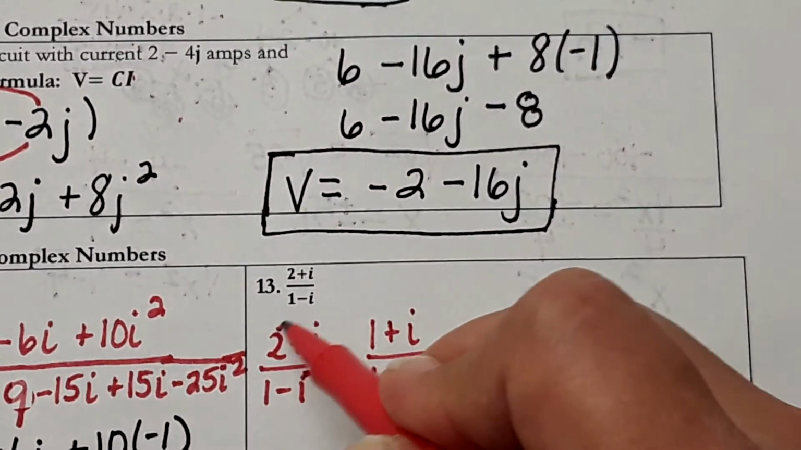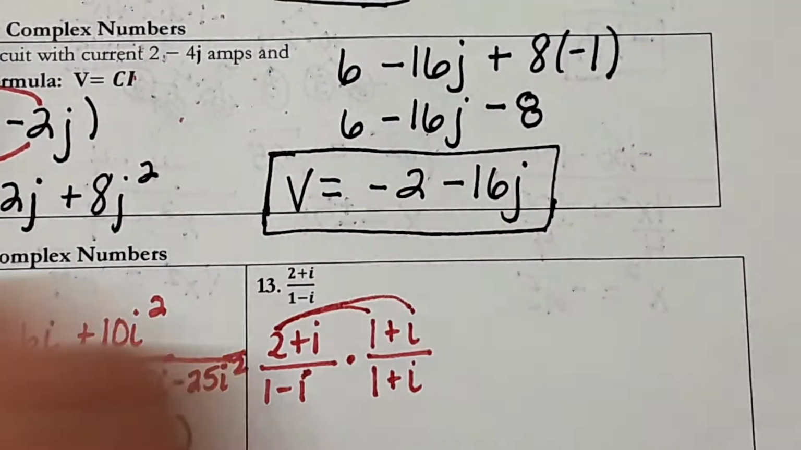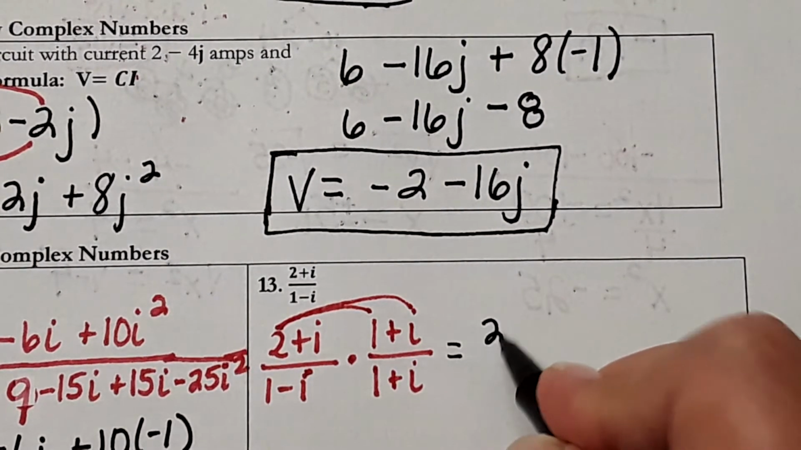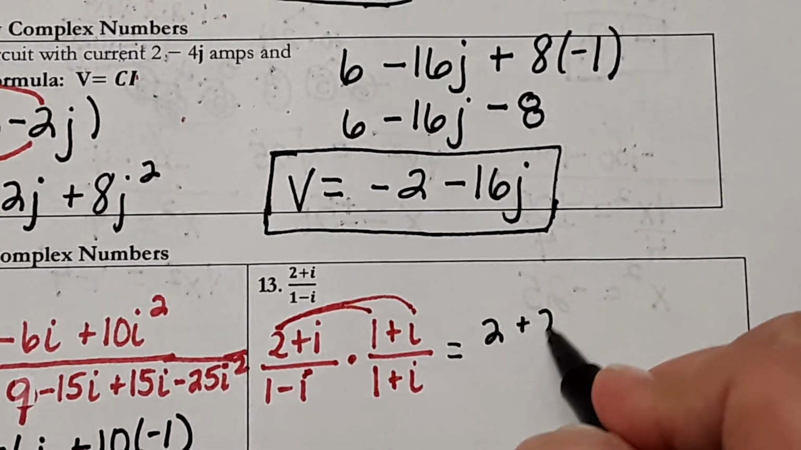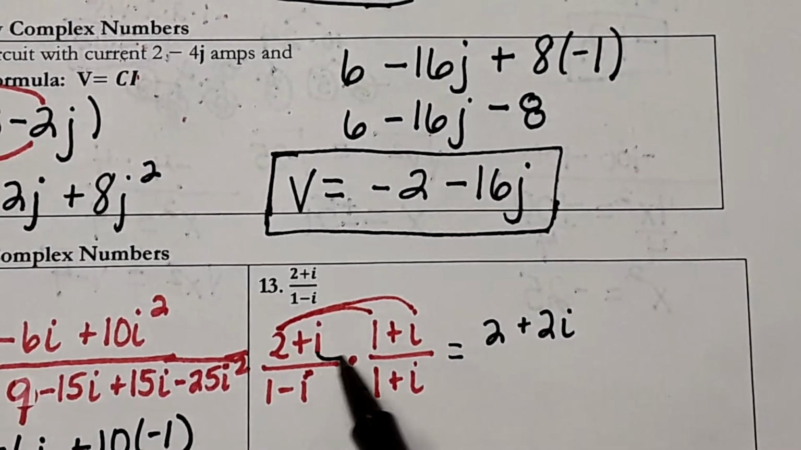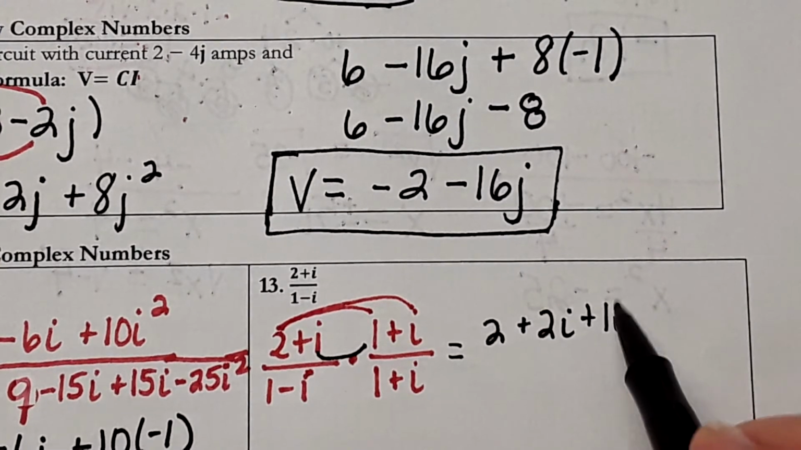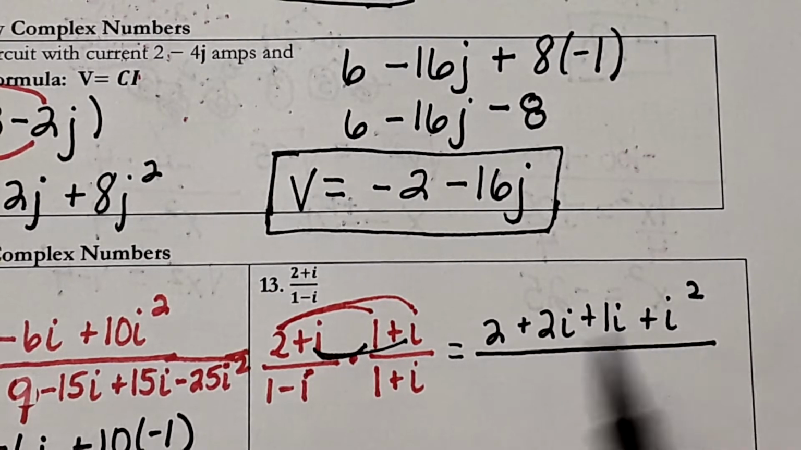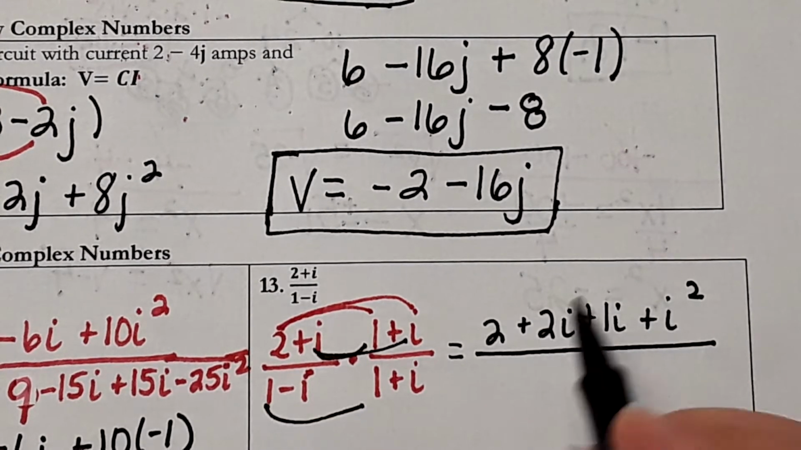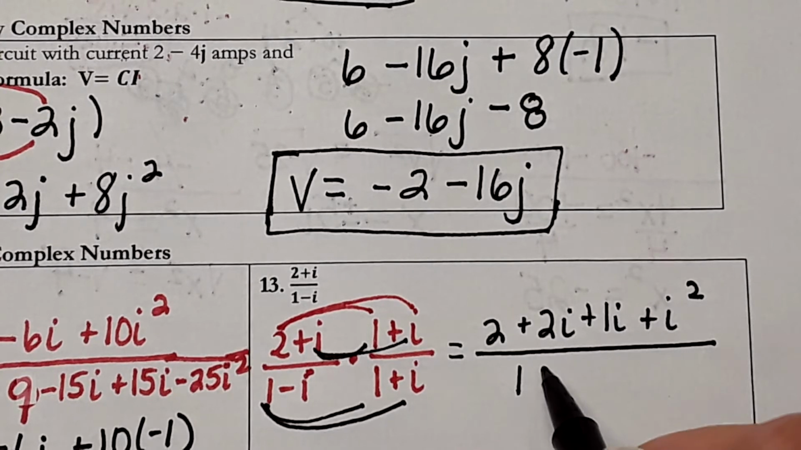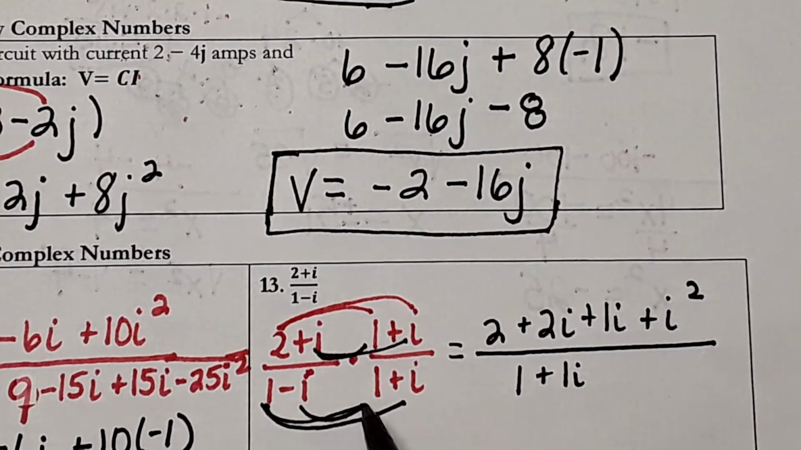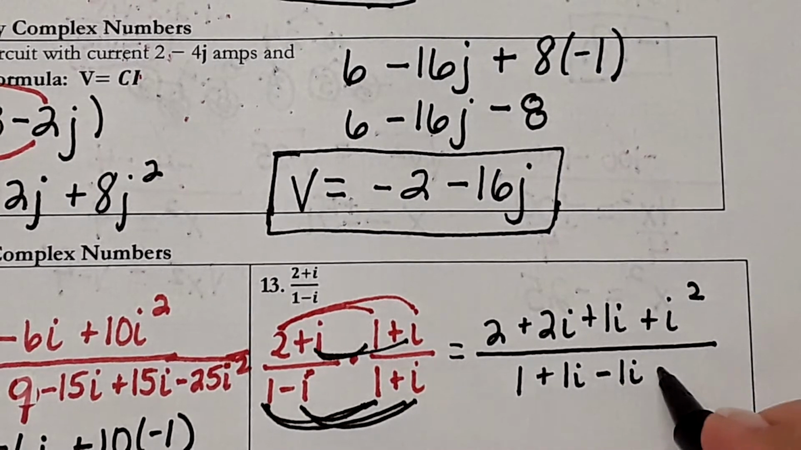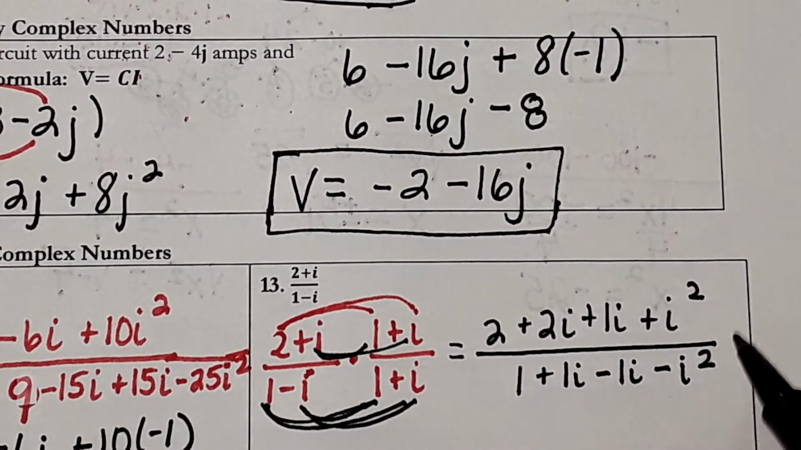Now we're going to FOIL. 2 times 1 is 2. 2 times i is 2i. Then we're going to do i times 1, which is positive 1i, and then i times i, which is i squared, over 1 times 1, 1 times i, negative i times 1, and negative i times i, which is negative i squared.